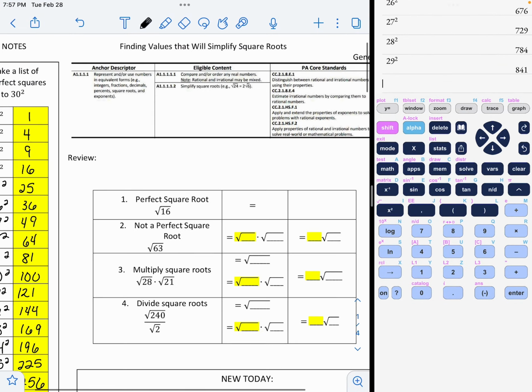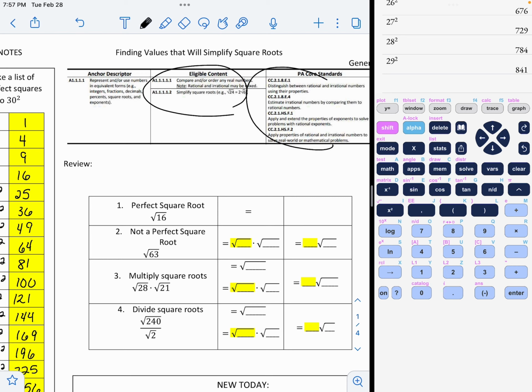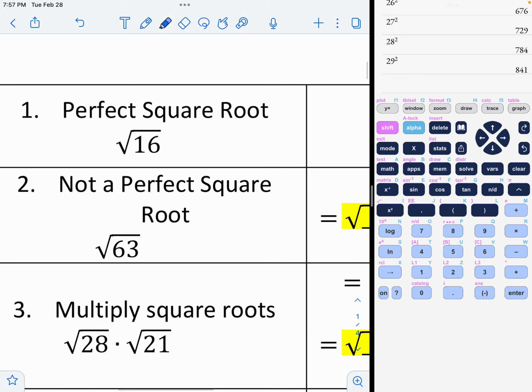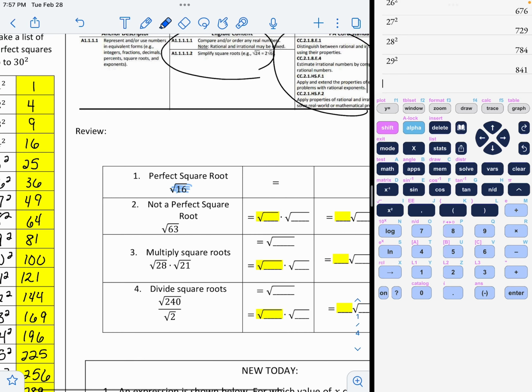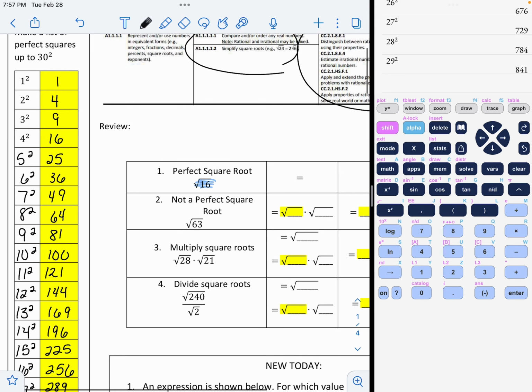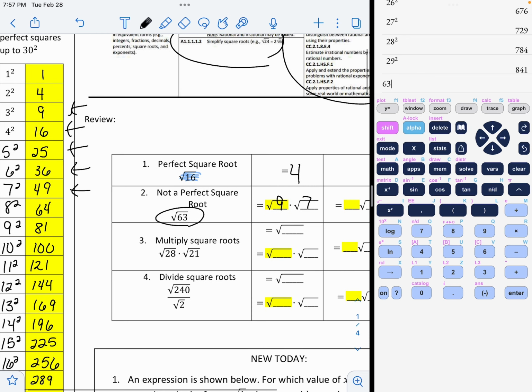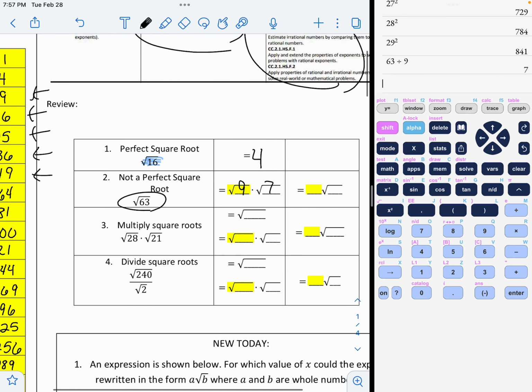All right. So we are still in the same eligible Keystone content and the same PA state's core standards. So we're going to talk about, again, what do we do if it's a perfect square? Like 16 was on the list, right? I can keep that right there. Well, the square root of 16 is a perfect 4 with nothing left over. 63 is not a perfect square. So we have to go through our list and find which one of these numbers goes into 63. The first one that works is 9, and then you get a 7. See, 63 divided by 9 is 7. The square root of 9 is a 3, and the square root of 7 is trapped.